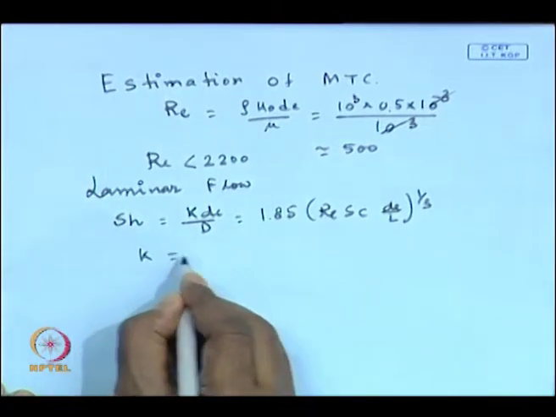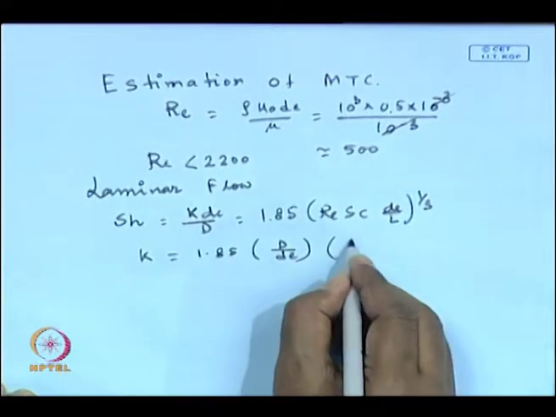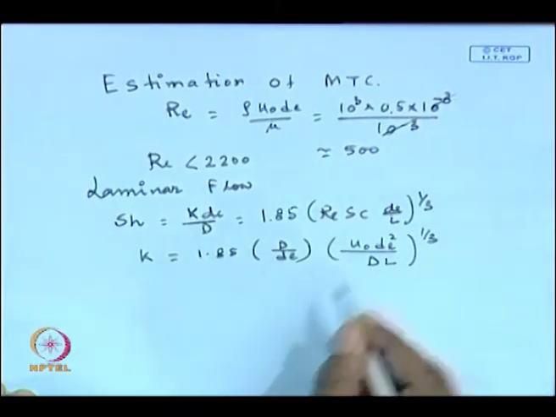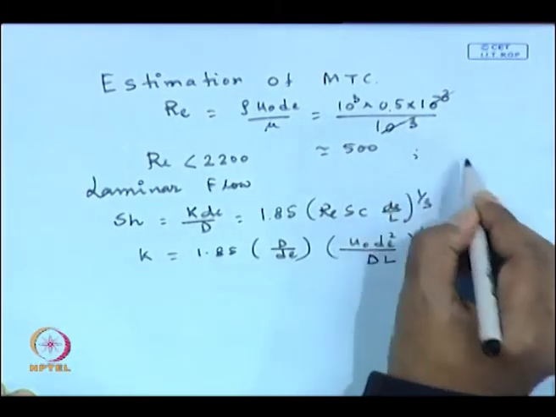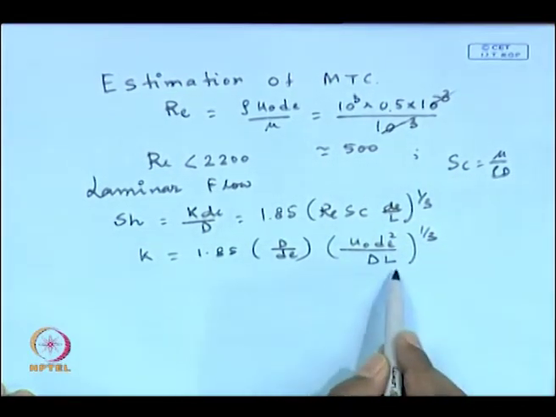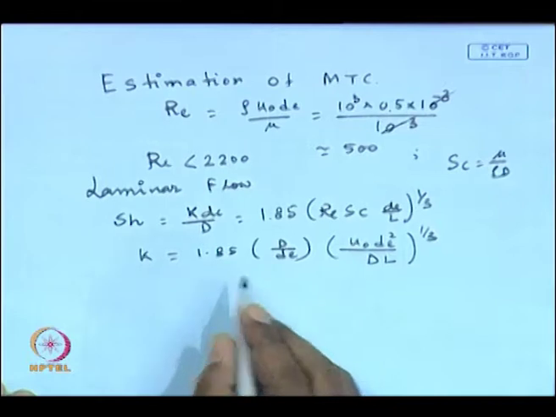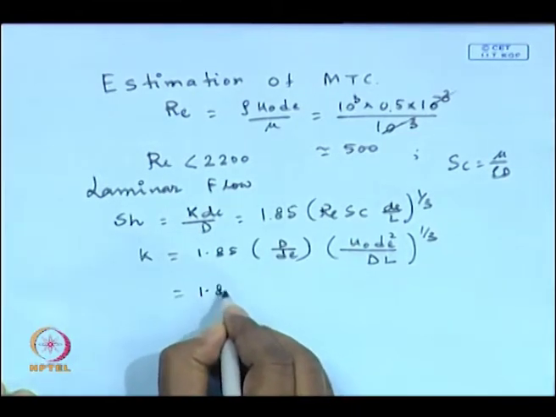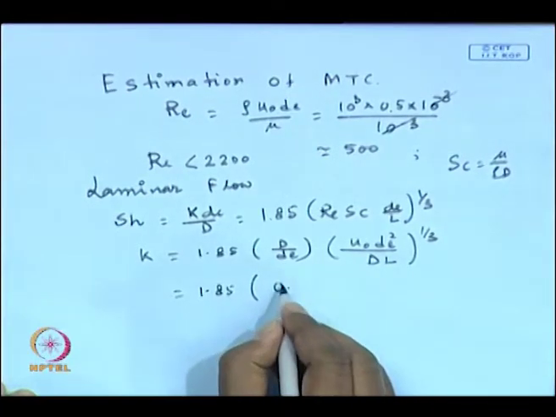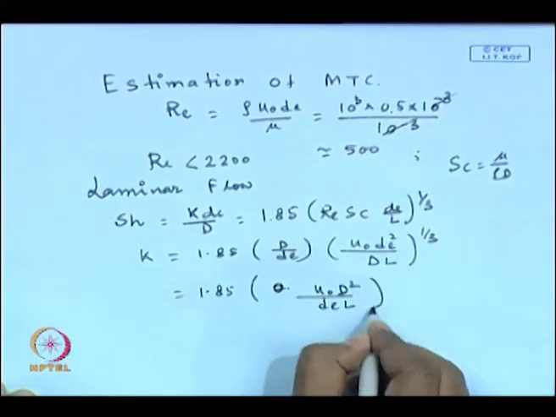So, this K becomes 1.85 d by dE u0 d square by dl raised to the power 1 upon 3. You put the expression of Reynolds number, you put the expression of Schmidt number, mu by rho d, mu and rho will be cancelled out in this bracket, and what is remaining will be u0 d square by dl. Now, you put the values. If you put the values, it turns out to be, okay. So, this becomes u0 d square by d times L raised to the power 1 upon 3.